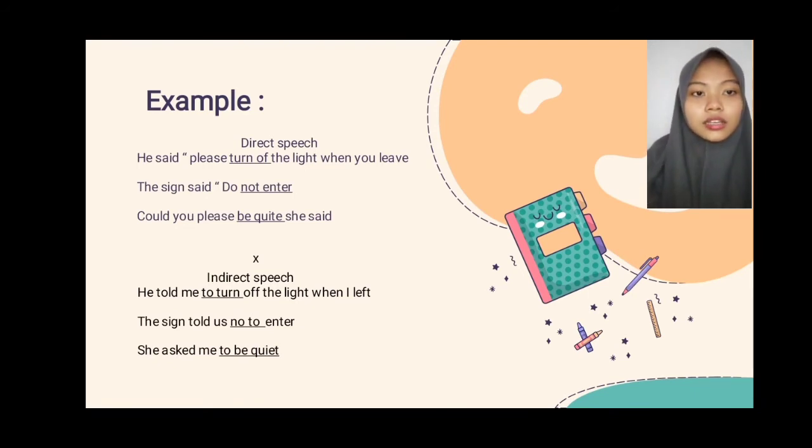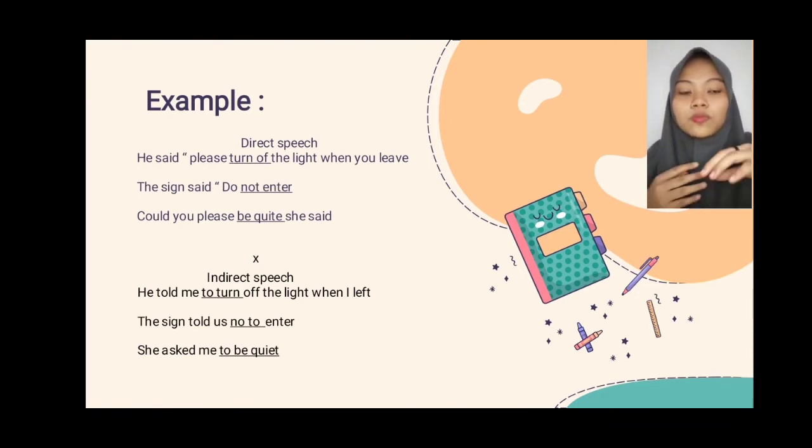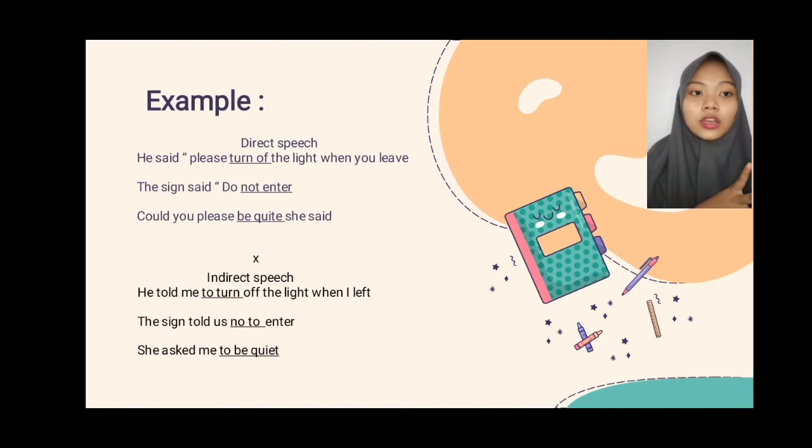This is an example for a command in reported speech. In direct speech: he taught me to turn off the light when I left. Before, he said; to be, he taught.